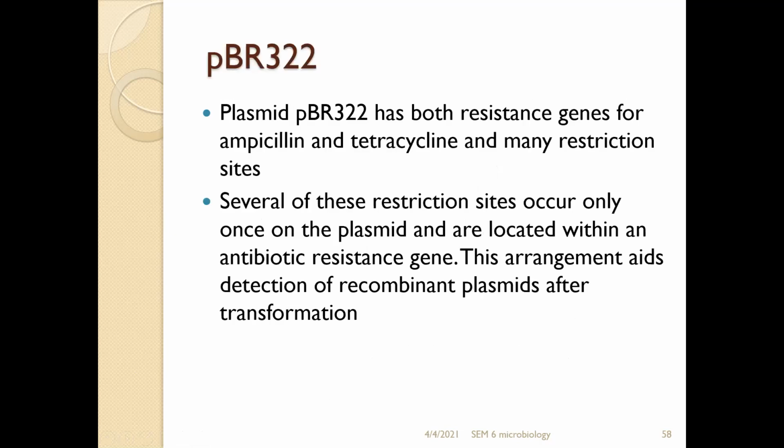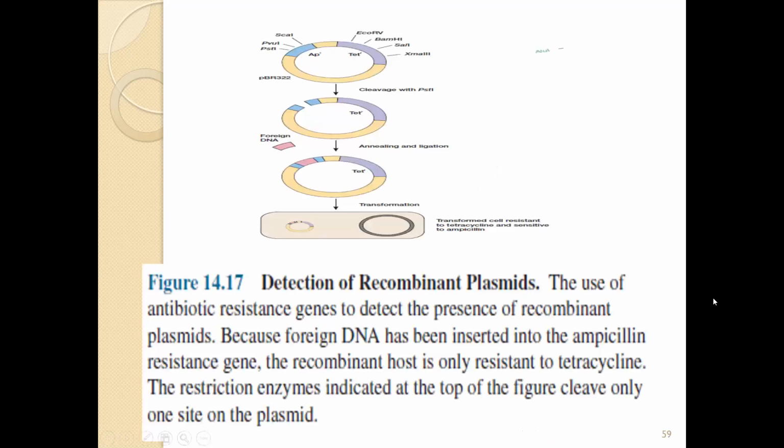Just to brief again, plasmid pBR322 has genes for both ampicillin and tetracycline resistance. Several of its restriction sites occur only once on the plasmid and are located within the antibiotic resistance genes. This arrangement is useful after the transformation process to detect recombinants. This is our diagrammatic representation of plasmid pBR322.